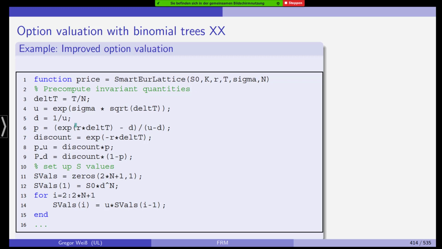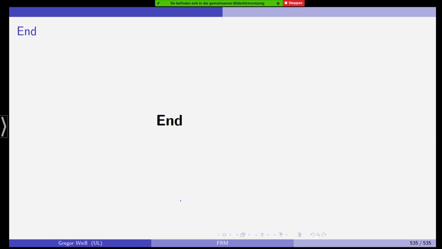This is the smart European call lattice. You pre-compute not just U, D, and P, but also the discount factor and PU and PD, discount times P and discount times 1 minus P. And be careful, this needs to be a small p. This is wrong here. Otherwise the program will not work. And then it's the same result, only with less computations and less memory.